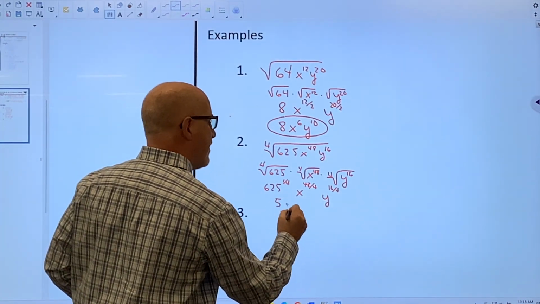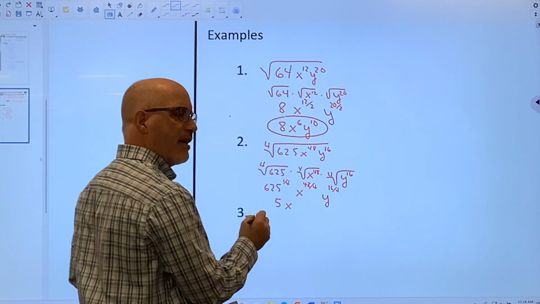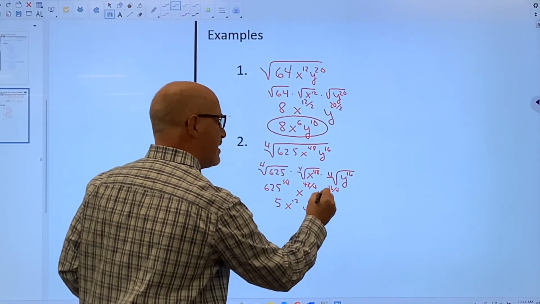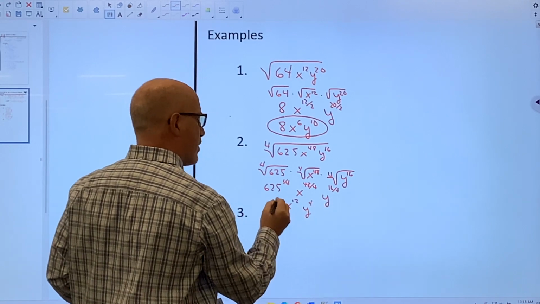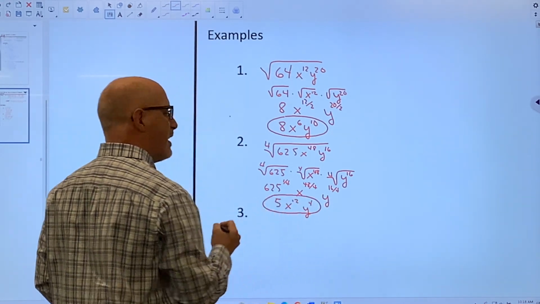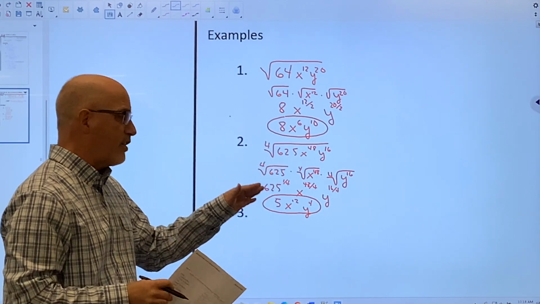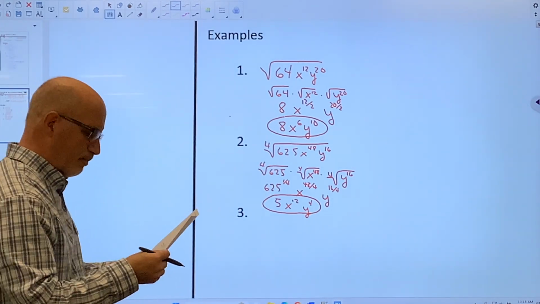So this is 5x to the 48 divided by 4 is equal to 12. And then 16 divided by 4 is equal to 4. So this is my final answer for simplifying this after separating it and then using my fractional exponents.